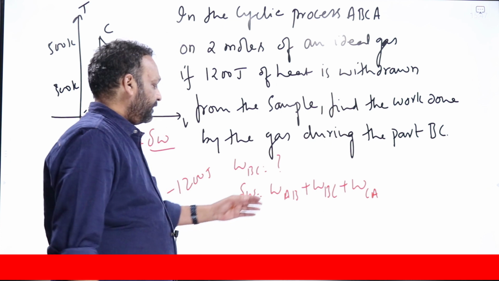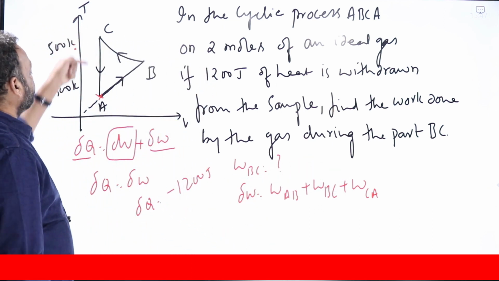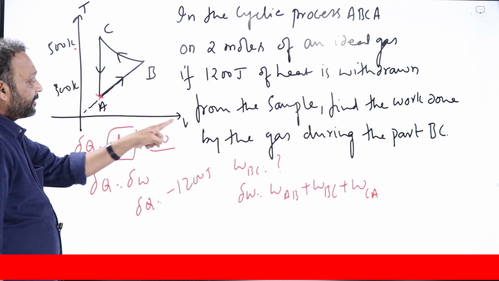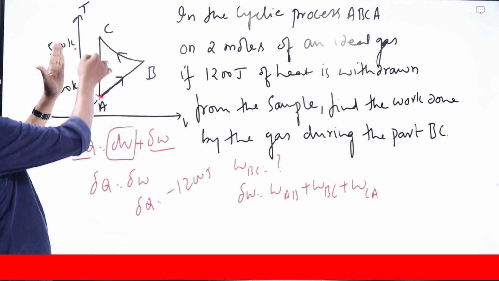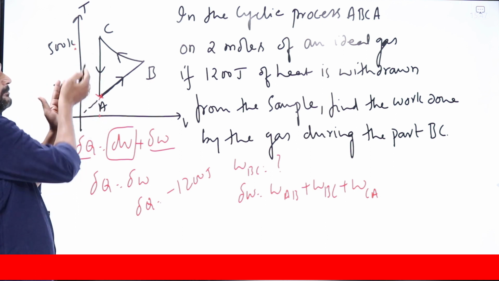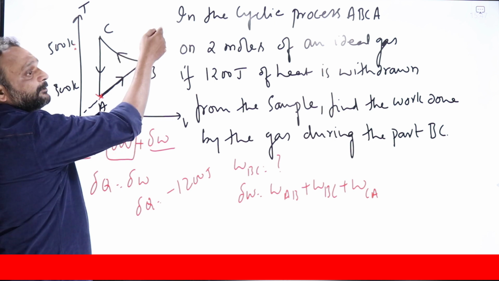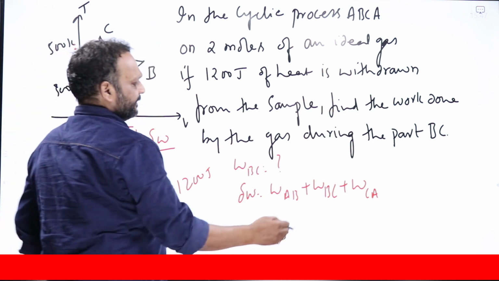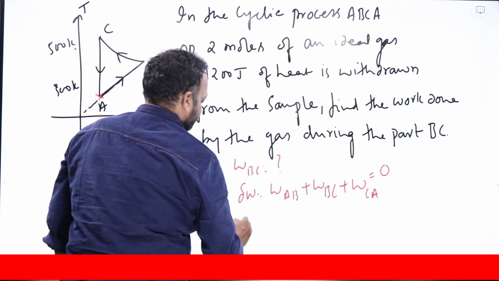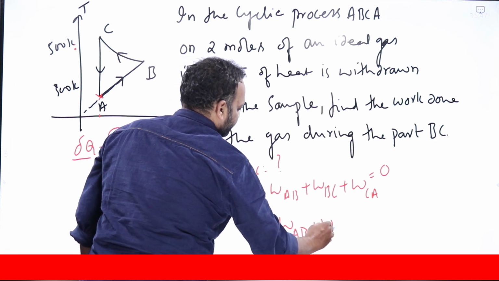Now look at this W_CA. What is W_CA? Work done in coming from C to A. What type of process is this CA process? The CA process is occurring at constant volume. In a TV diagram, a vertical line represents what? Volume is remaining constant here, which is an isochoric process. In an isochoric process, work done PdV equals 0 because dV equals 0. So we can take W_CA as equal to 0 directly. So what remains is delta W equals W_AB plus W_BC.